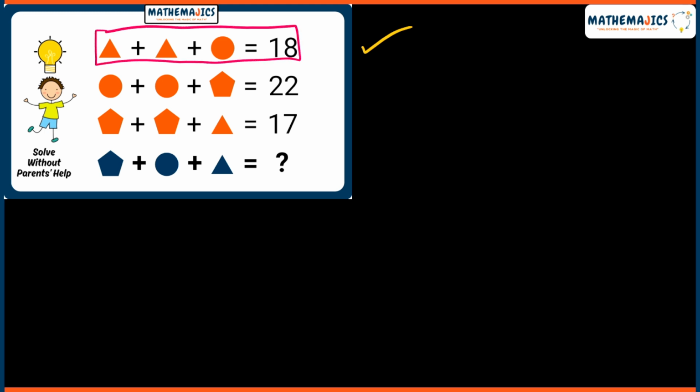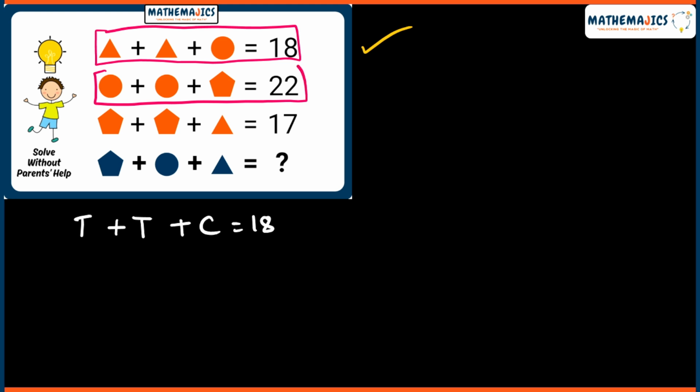Yes. Let's write it in a different way. So we have one triangle. We have one more triangle and we have one circle. This is equals to 18. Correct? Similarly, what is there in the second equation?